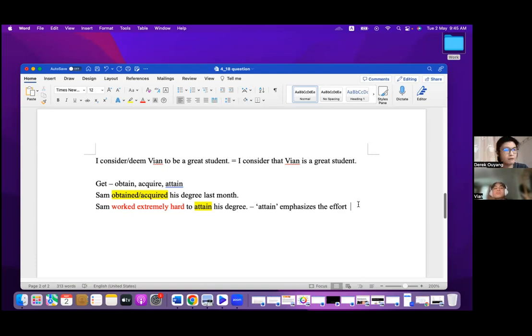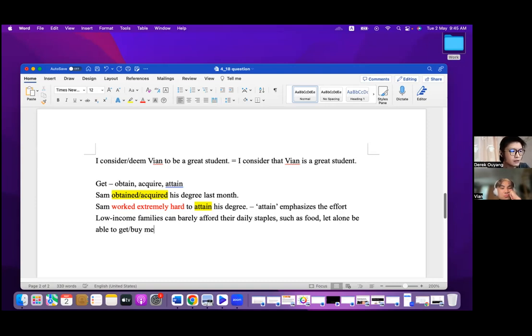So for example, low-income families can barely afford their daily staples, such as food, let alone be able to get or to buy medicine for their children. Can you understand the sentence?